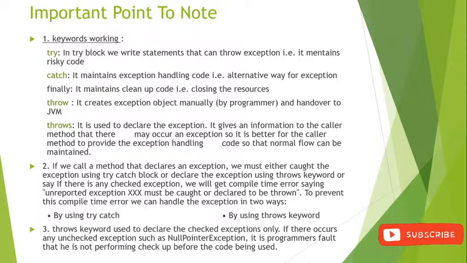After that, the throws keyword is used to declare the checked exception only. We can use the throws keyword with the checked exception only. If any unchecked exception occurs, such as null pointer exception, it is the programmer's fault, because the programmer is not performing a check before the code is used. So if you want to use the throws keyword, you need to use only the checked exception, because unchecked exceptions occur because of the programmer's fault. So this is all about the throws keyword.